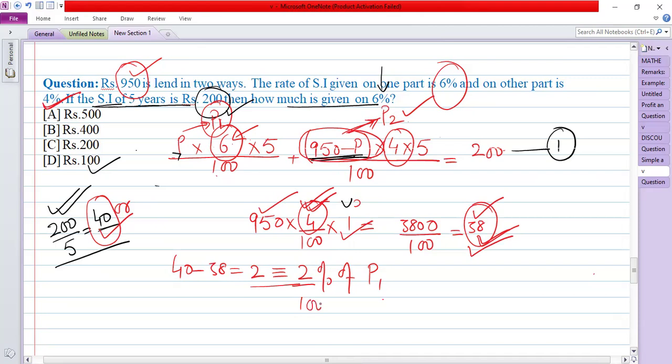So 100% of P1. Obviously we have to multiply both sides by 50. So even here multiply by 50, even here multiply by 50. 100 rupees means the amount which is invested at 6% rate of interest was 100 rupees, which was our P1.